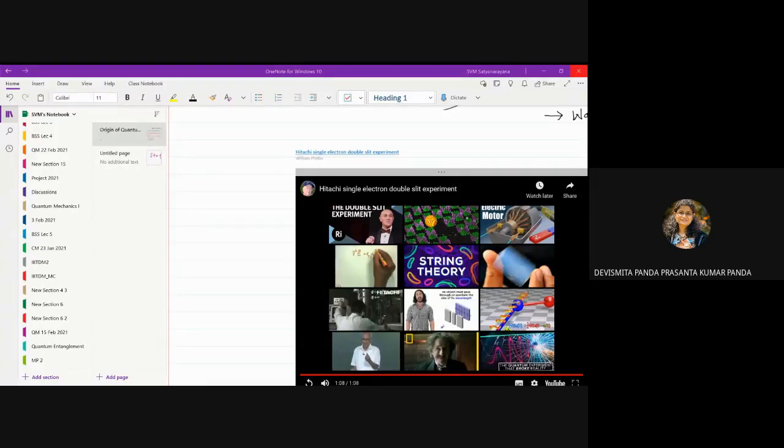Yes, sir. Sir, is there any minimum number of electrons that can confirm this wave nature? When we started the experiment with 5 electrons or 15 electrons, it was hard to conclude that the electron is behaving like a wave. It was particle only. So is there any minimum number of electrons that can confirm the wave nature?